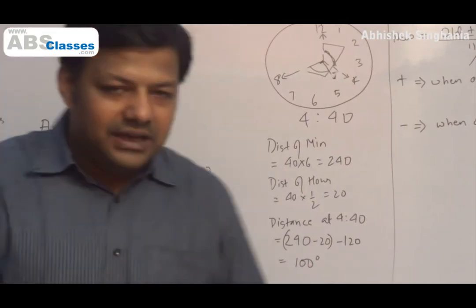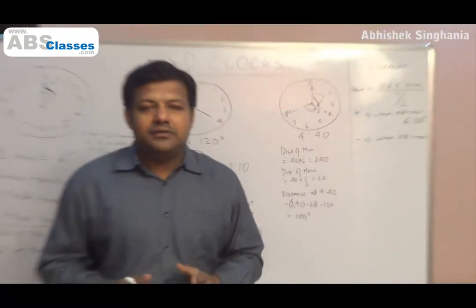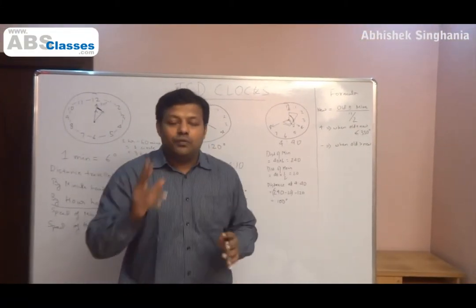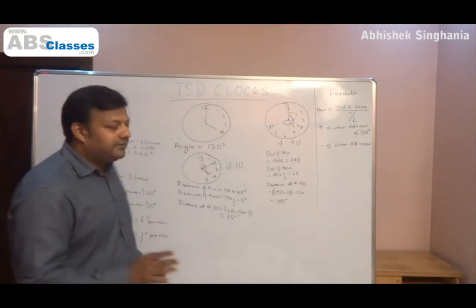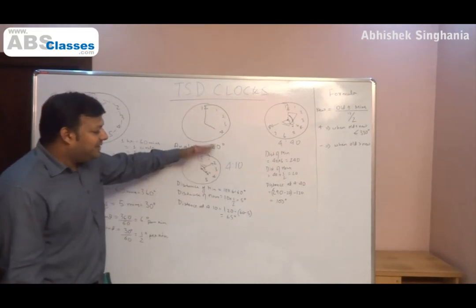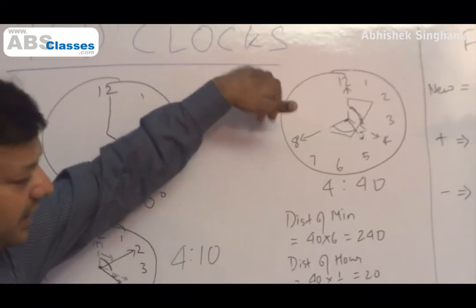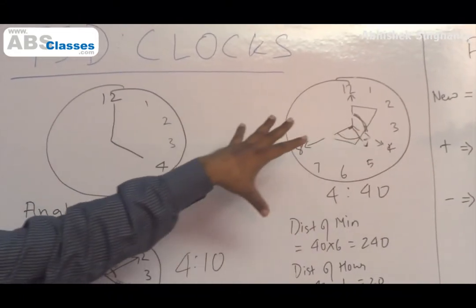Okay. So basically we did two situations, right? In every situation, we tried to find the distance between the minute hand and the hour hand. What was the difference in the two situations? In the first situation, the minute hand is behind the hour hand in the clockwise direction. In the second situation, the minute hand is ahead of the hour hand in the clockwise direction.